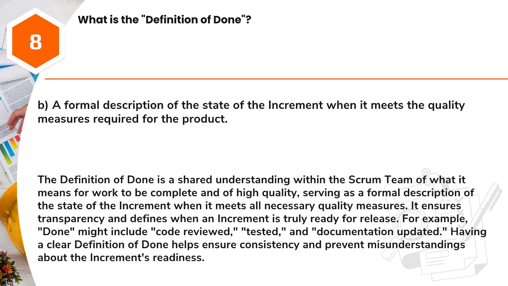Answer, B. A formal description of the state of the increment when it meets the quality measures required for the product. The definition of done is a shared understanding within the Scrum team of what it means for work to be complete and of high quality, serving as a formal description of the state of the increment when it meets all necessary quality measures. It ensures transparency and defines when an increment is truly ready for release. For example, done might include code reviewed, tested, and documentation updated. Having a clear definition of done helps ensure consistency and prevent misunderstandings about the increment's readiness.